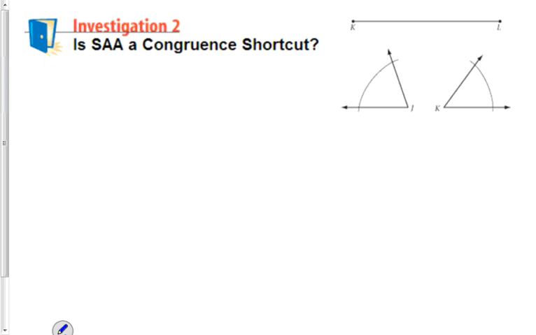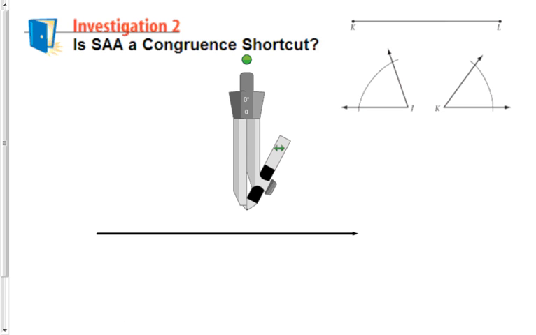Let's go to investigation 2. So now we're going to investigate side, angle, angle. And I'm being given one side and two angles, but it's not the included side anymore. So let's construct a triangle. Let's start with KL.